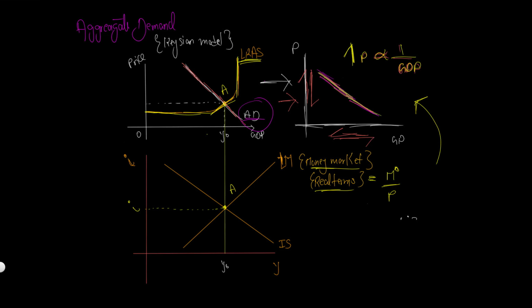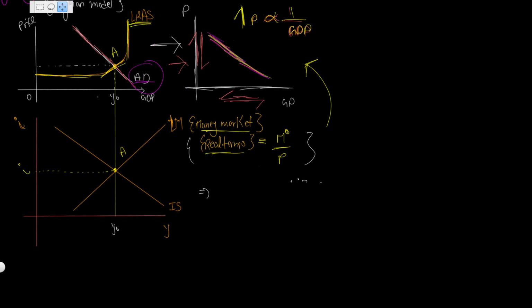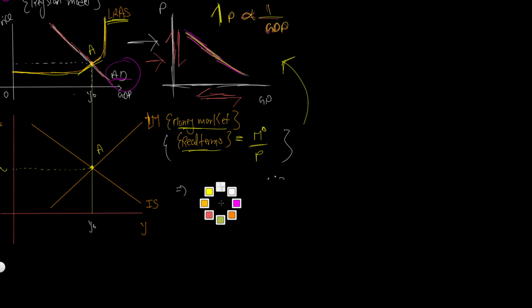So let's talk about the LM curve. You can see from the equation that the LM curve in real terms is the nominal money supply divided by prices. So let's assume that the nominal money supply in the economy is 10 units or $10, and it's a very simplistic economy. And let's say that the aggregate prices in the economy is $2. That would mean that the real money supply in the economy is $5.